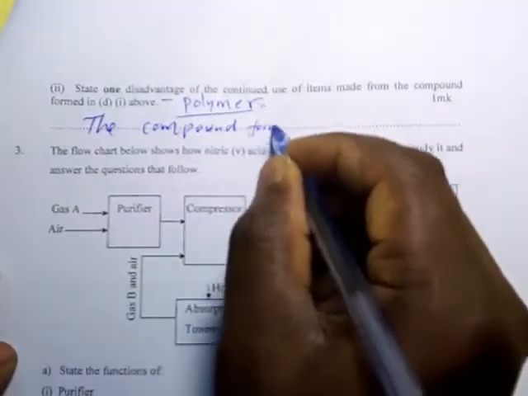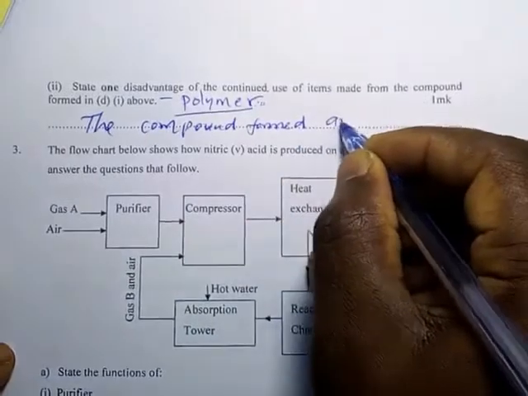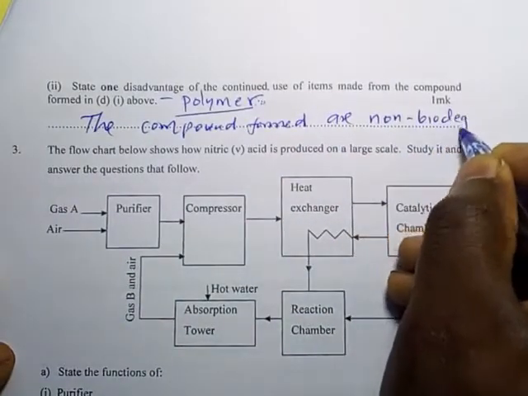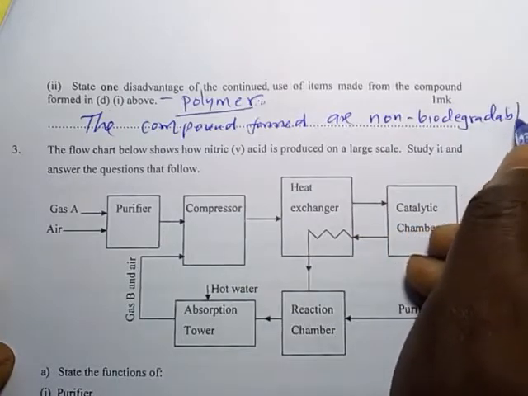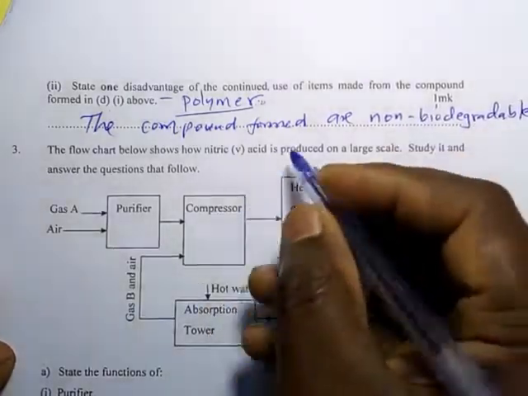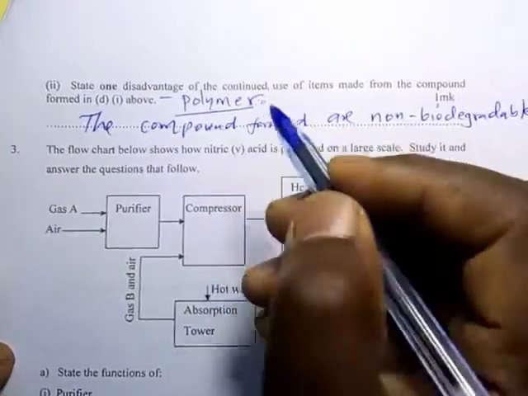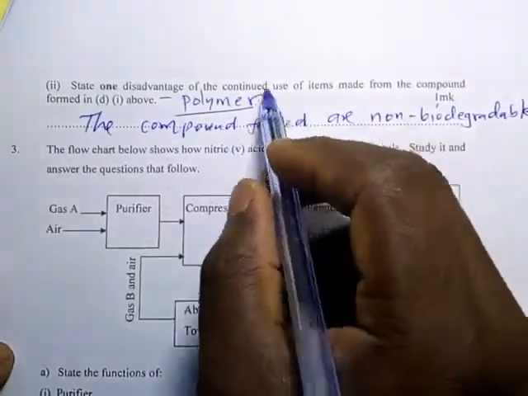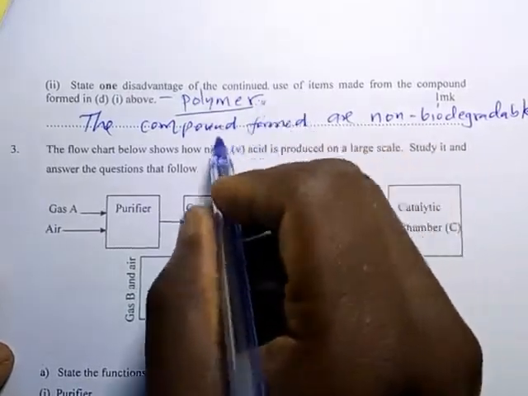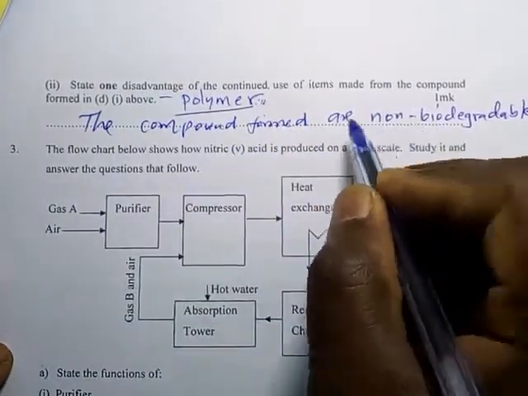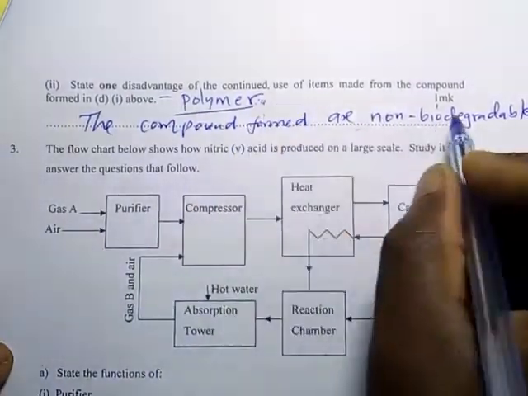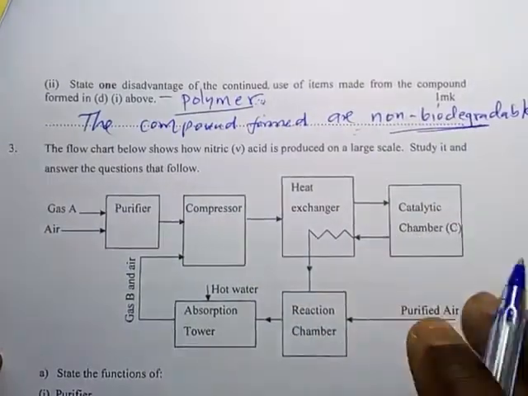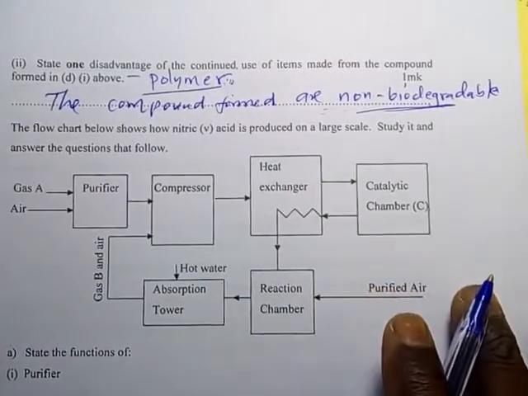So you say the compounds formed are non-biodegradable. They don't decompose. Polythene things, that's why polythene papers were banned, because they don't decompose. Therefore, continued use of these polymer items is going to pollute the environment, because the compounds don't disintegrate. They are non-biodegradable. Thank you for this lesson.